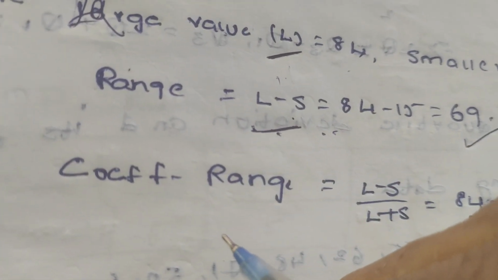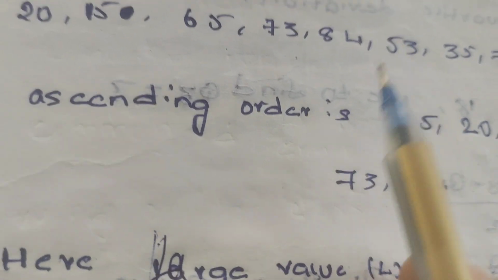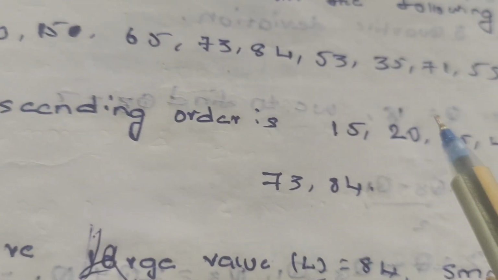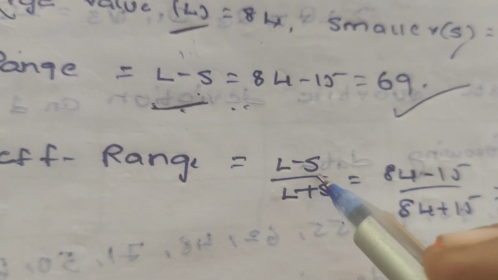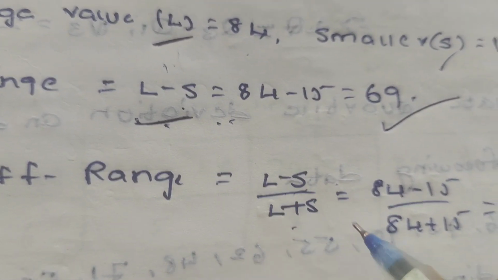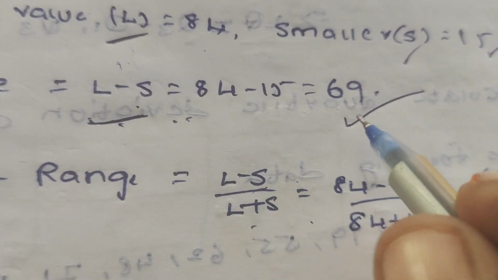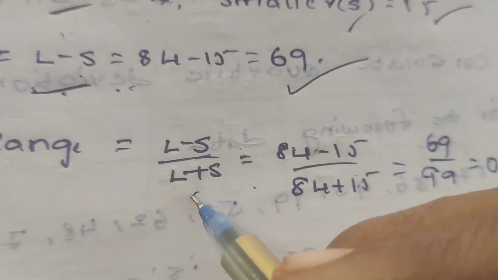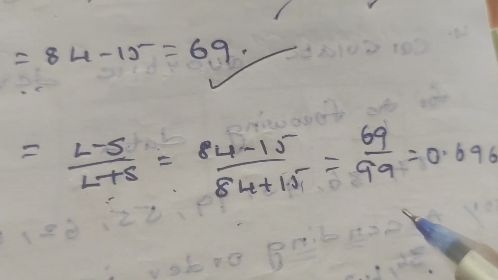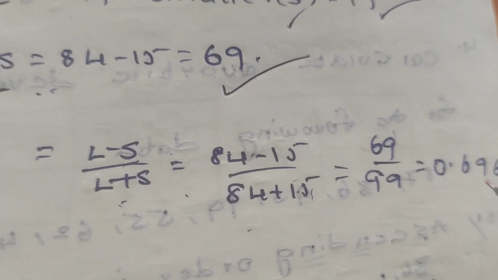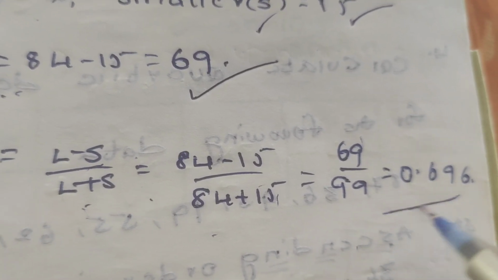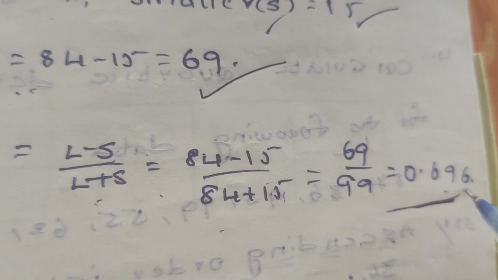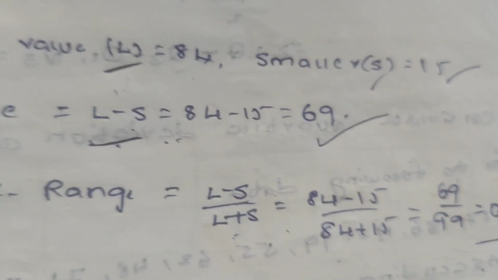Coefficient of range: here we find the coefficient of range for the given 10 students' weights. Therefore the formula is L minus S by L plus S. L minus S means 84 minus 15, by 84 plus 15, that is 69 by 99. Simplifying this value, 0.696. Thank you.